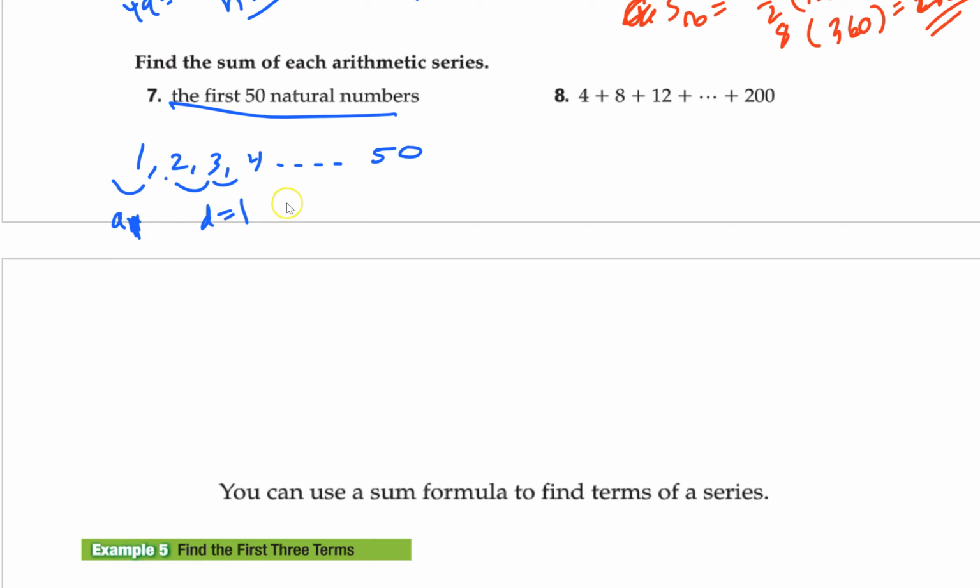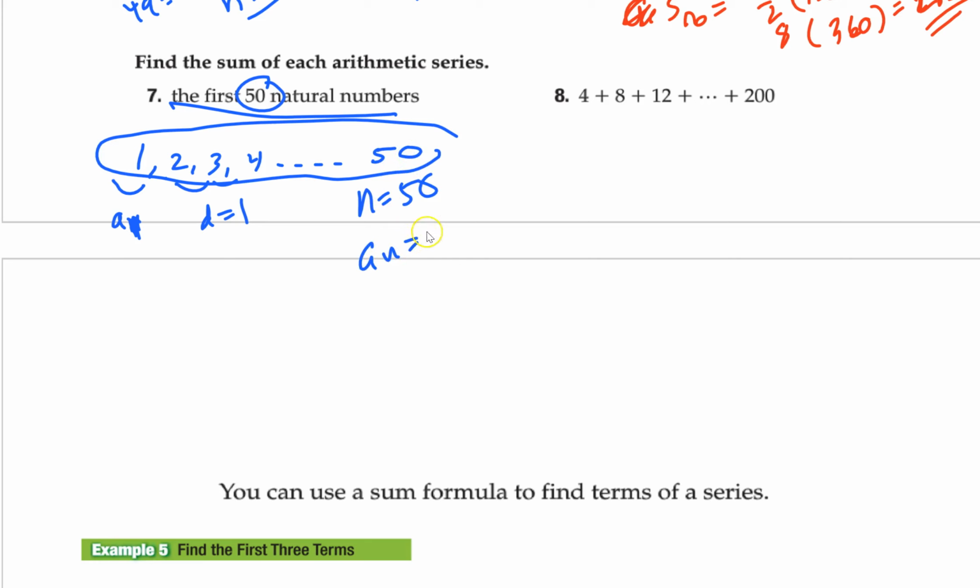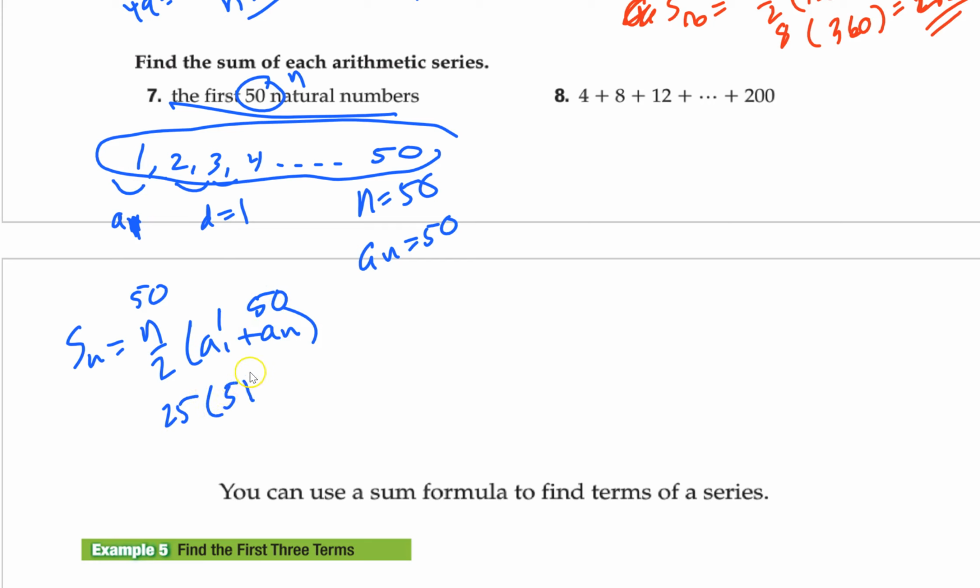We're adding 1 every single time. A1 is 1. Common difference is also 1. And I actually have what n is, because natural numbers. I know n is going to be 50. I want the first 50 natural numbers. It says so right there. And AN is 50. My last term is also 50. So you could plug it into the formula. Sn equals n over 2 times A1 plus AN. This is a rare case where n and an are actually the same, because I want the first 50 natural numbers, which is n. And then the 50th natural number is also 50. A1 is 1. So you can get this, 25 times 51, whatever that turns out to be. So that's how you do that.